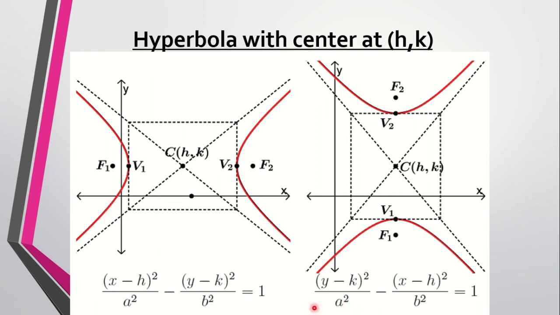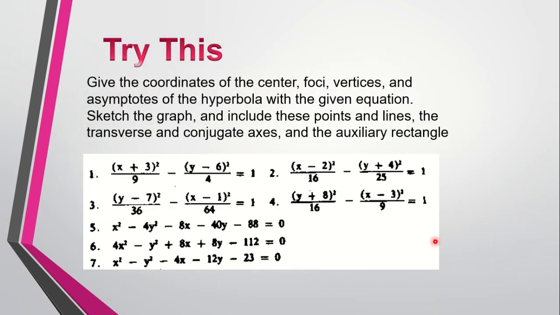So, pag ang squared variable naman na positive ay y, so ang transverse axis natin ay vertical or parallel to the y-axis, and the hyperbola opens upward or downward. Okay? So, mag-example tayo.